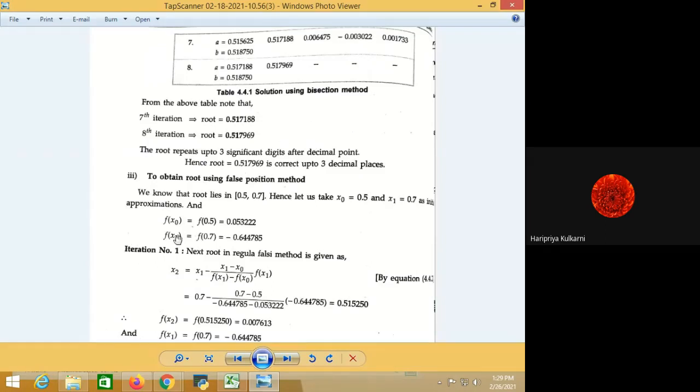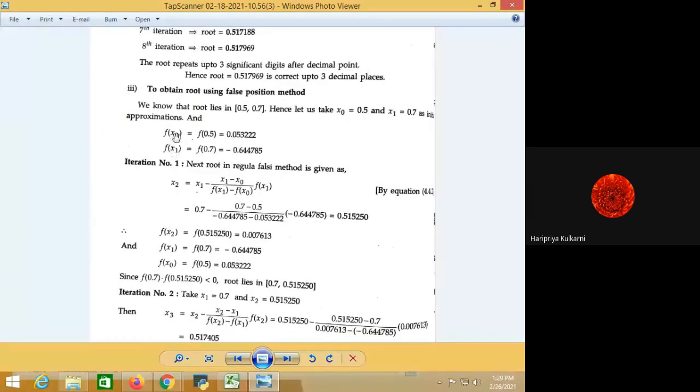Now the same numerical we will solve with the false position method. Here we know that the initial approximations x0, x1 are 0.5 and 0.7. We will find out f of 0.5 and f of 0.7, and these are the results. Just by replacing x with 0.5, we get this answer. Replacing x with 0.7 in the given equation, we get this value. As per the formula that we discussed in the last session, we will find x2 by putting the values of x0, x1 and f of x0 and f of x1. So we have got the value of x2 as 0.515250.